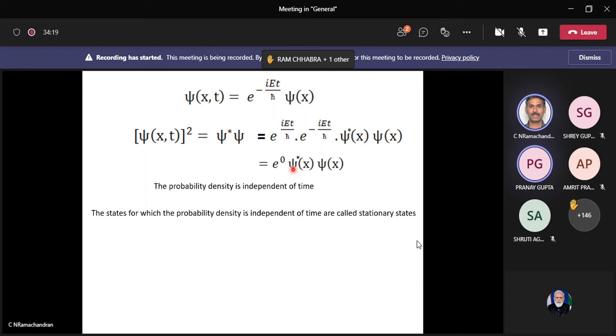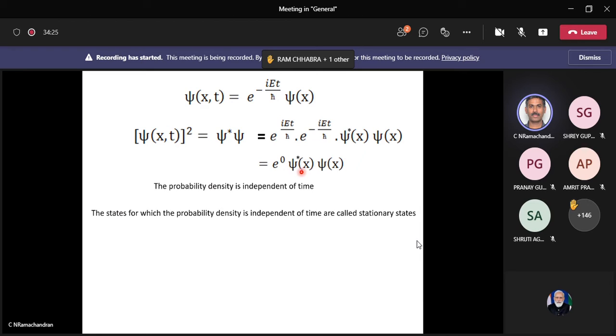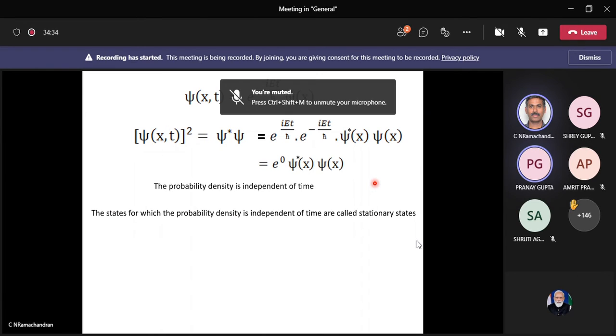Okay, sir. If some particular states are coming like that, then only I will say that they are stationary states. If some states are not coming like that, they are not stationary states. Okay, sir, got it.